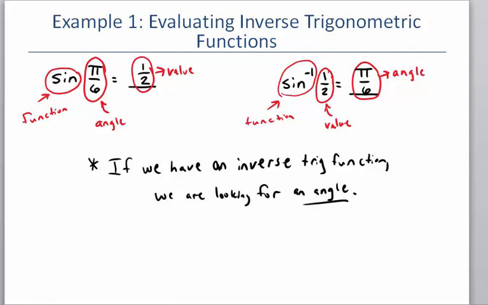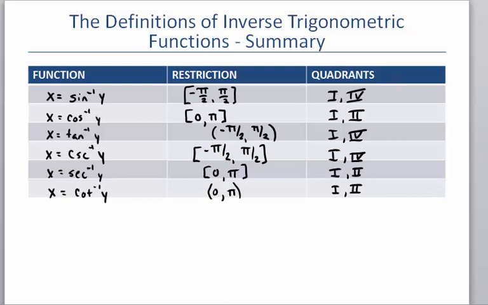Now, remember that each of these trig functions has a restriction on the domain and a corresponding quadrant. What this tells me is that when I give my answer for the angle, if I'm working with a sine, the angle that I give has to be in one of these 2 quadrants. So on my sine inverse, I've got to use either quadrant 1 or quadrant 4.